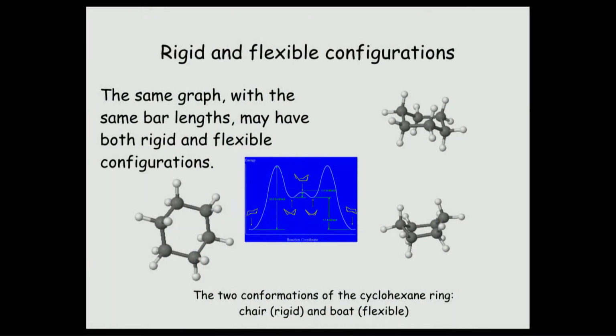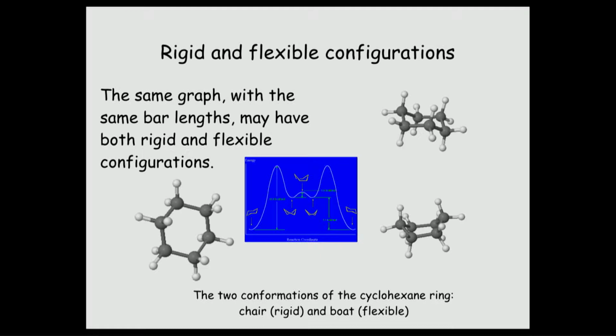So viewed as bar and joint frameworks, in fact, this is more than bar and joint, because these are revolute joints. So the angles are also fixed here. So in this case, the chair is really rigid, the other one is flexible. It's very much like the previous example that I gave you.